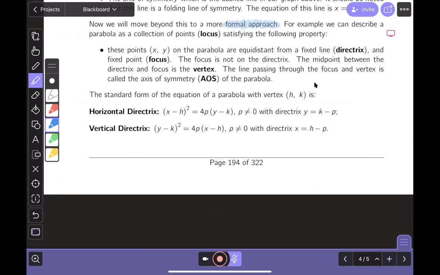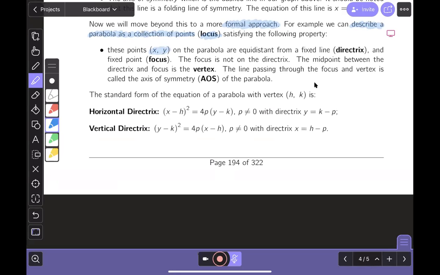Okay. For example, we can describe a parabola as a collection of points. And this is what's known as a locus. It's the loci problem, right? It's got to satisfy these conditions over here. And this is where people get really tongue-tied with this. And I understand that, all right? So it says these points. Now, what is it saying?